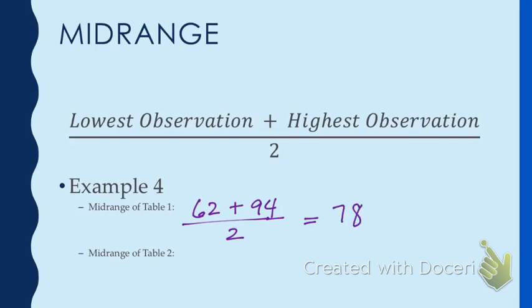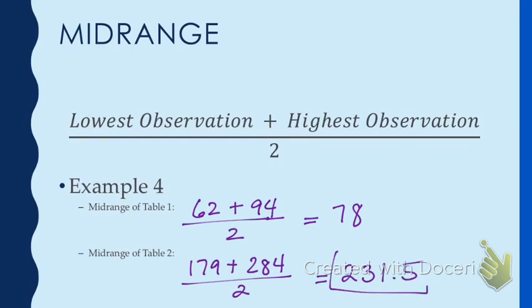In table 2, what's my smallest? Is there a symbol for this? No. Just me. Is 179. 179. 284. 284 divided by 2. 231.5. Perfect. Yes, there is no symbol for this one either. Just for the means.